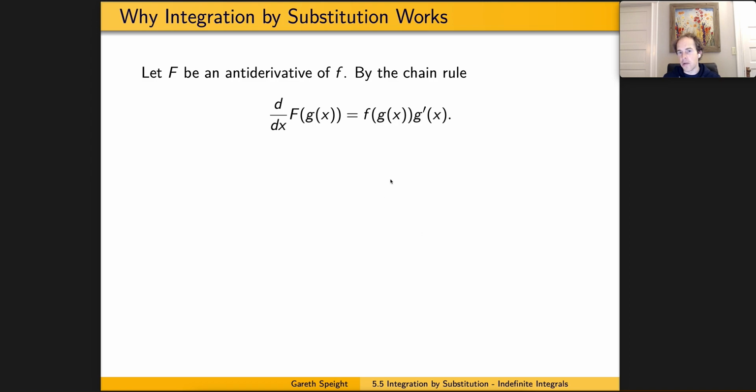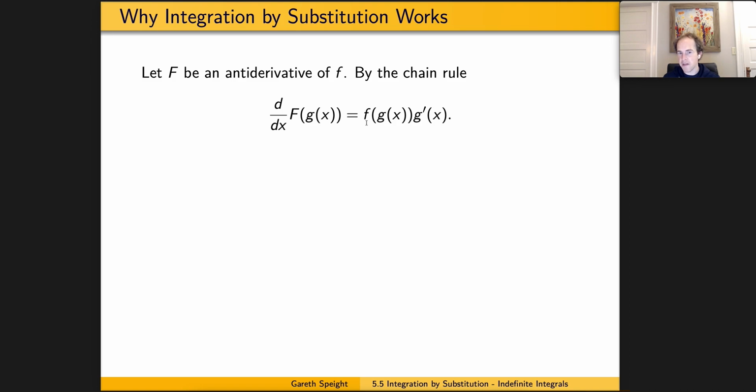So let's suppose that we have this thing that we want to differentiate. It looks like a composition function times the derivative of the inside. That's what we've been talking about. And let capital F be an antiderivative of little f. Then by the chain rule, if we differentiate capital F at g of x, we get capital F prime. And since capital F is an antiderivative, capital F prime is equal to little f.